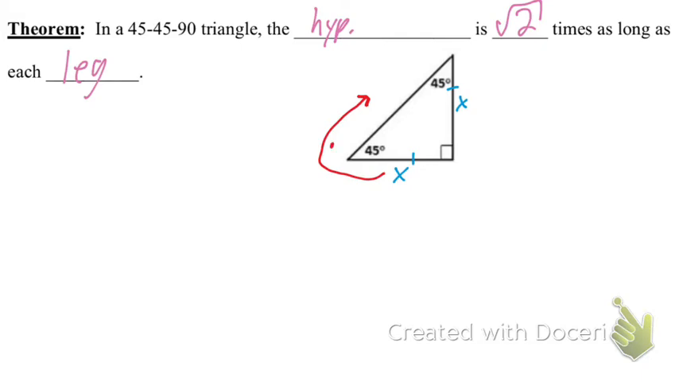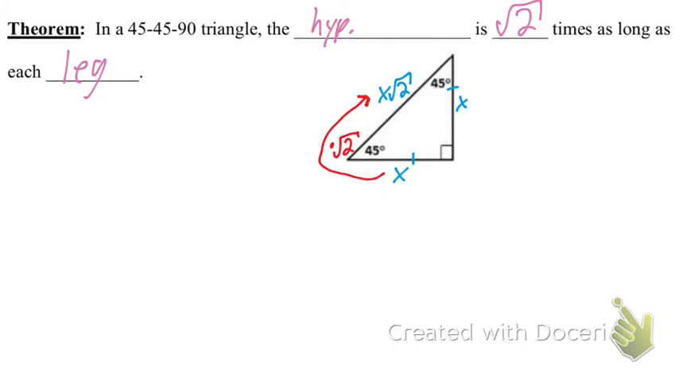I'd multiply by the square root of 2. And so that makes the hypotenuse what length in this scenario? X times the square root of 2. Not double. Multiply by the square root of 2. The square root of 2 is not 2, so it wouldn't double it.